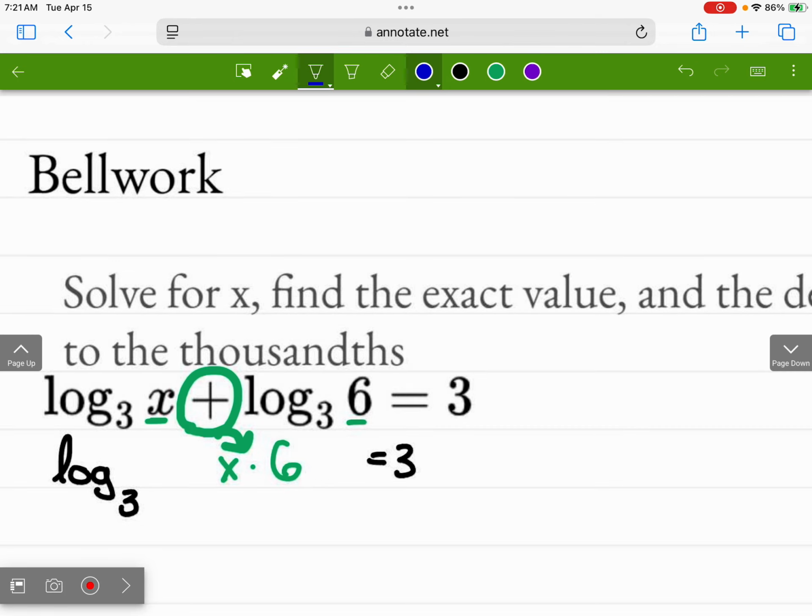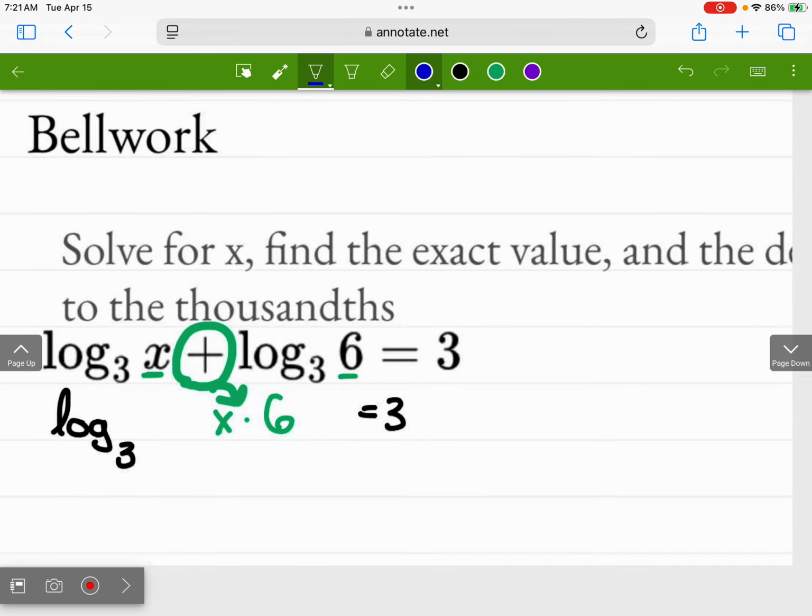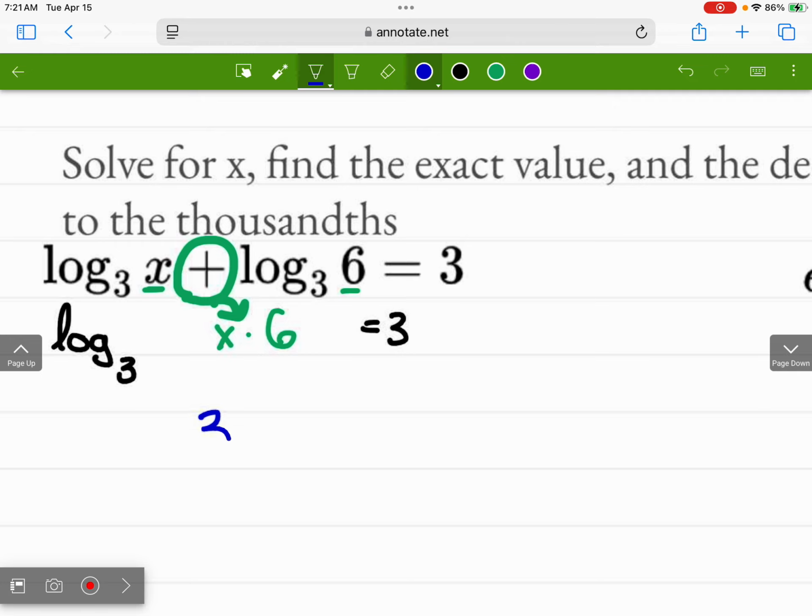Switch the forms. So we're going to have our base of 3, that's this guy. Our power of 3, it's that other guy over here. And it's going to equal the 6 times x, or x times 6. Same thing. So we switch the form.